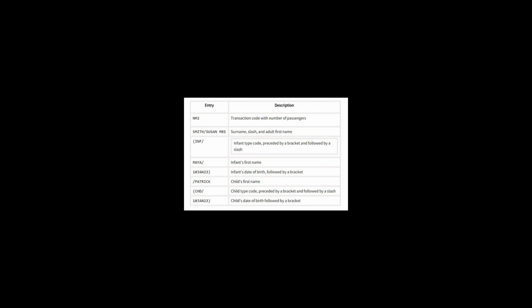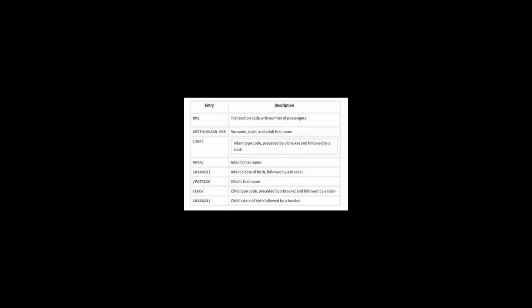Transactions code with number of passengers is NM2. Surname slash and adult first name. It's Smith/Susan and Mrs. And the next one is infant type code preceded by a bracket and followed by a slash. Bracket INF/.